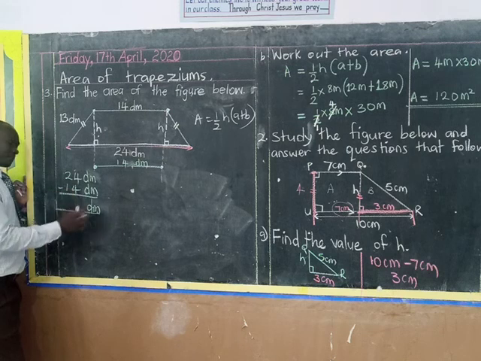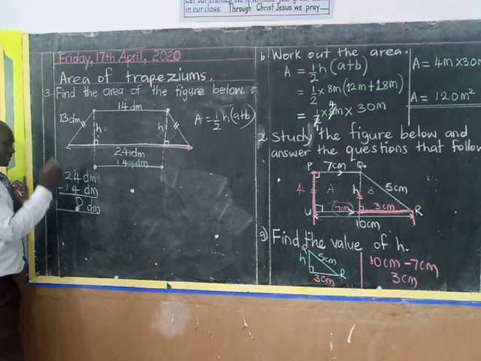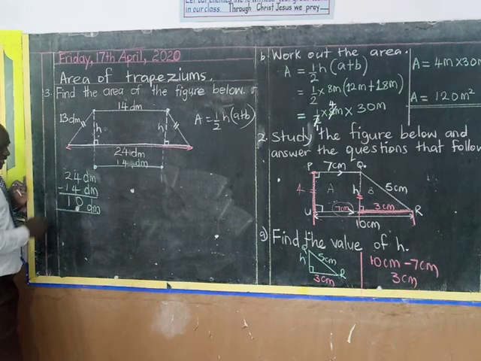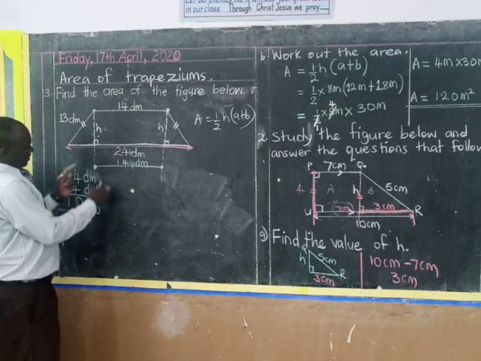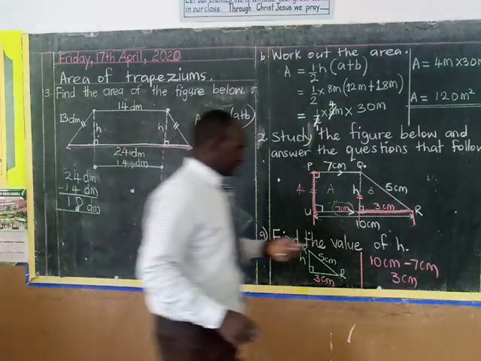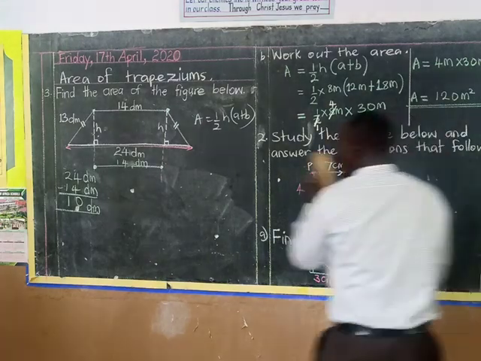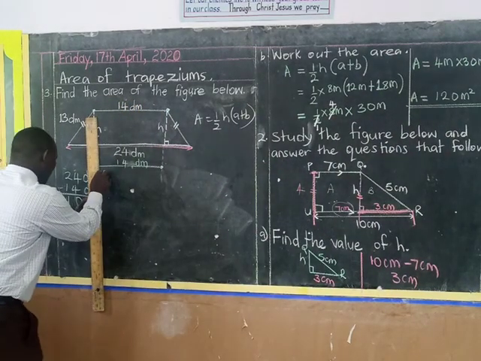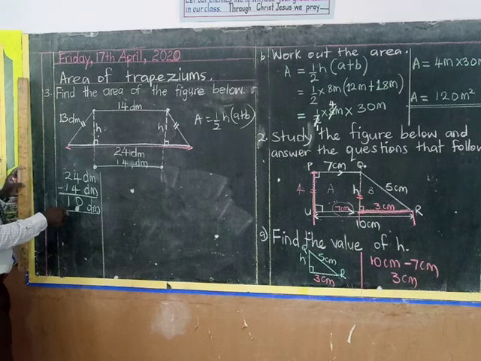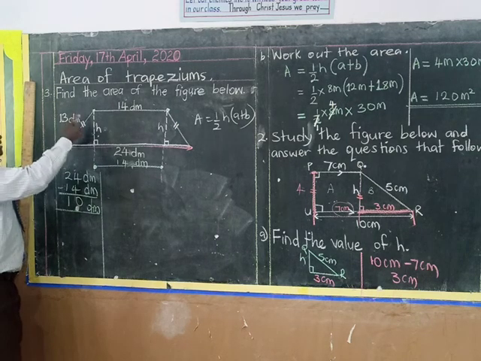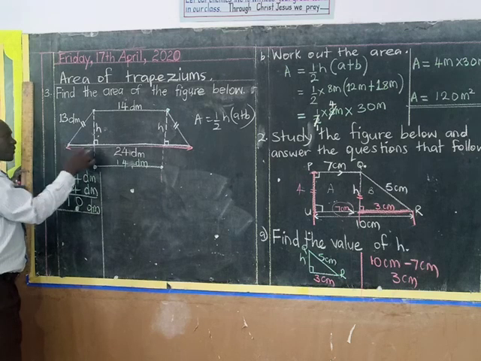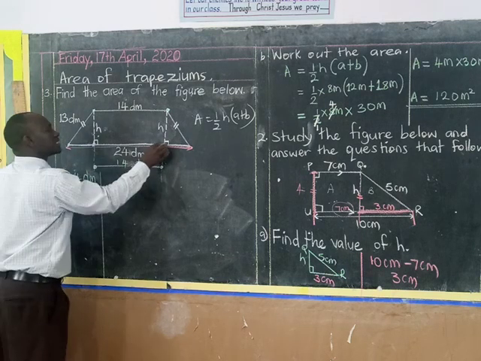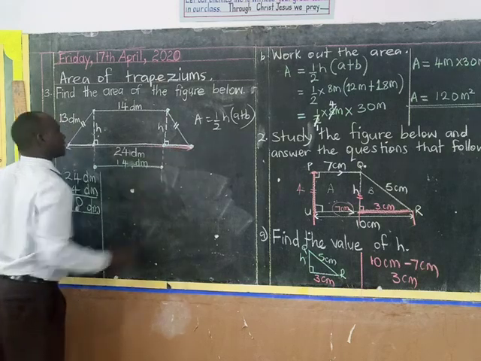4 take away 4 is giving me nothing, or 0. 2 take away 1 is giving me 1. That means 24 minus 14 is 10. Right now, I'm very much aware that I have 10. And since this is an isosceles trapezium, the distance from this point up to this side is the same as from here up to that side.